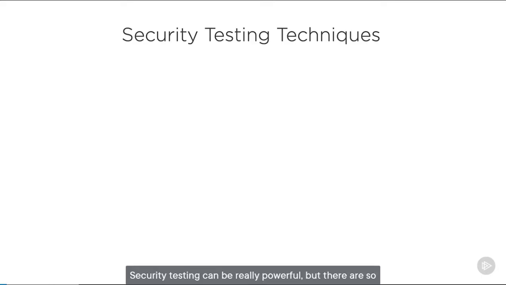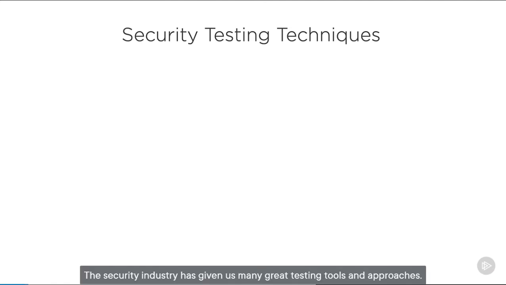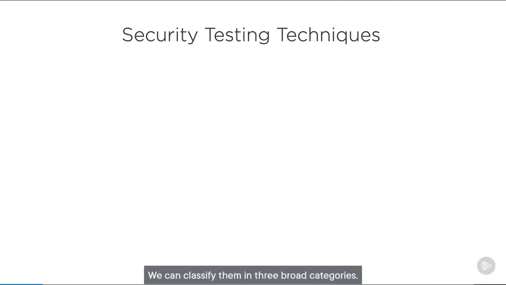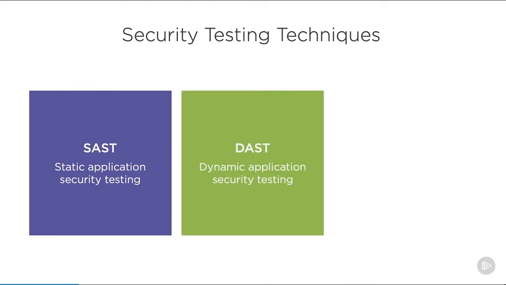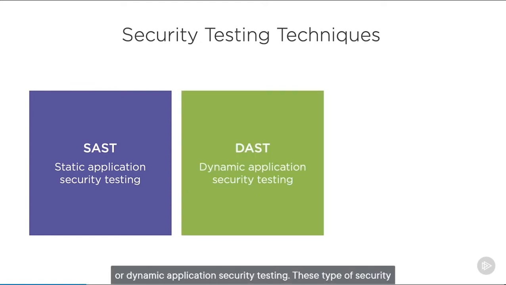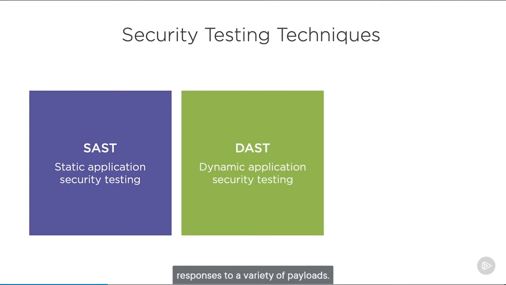Security testing can be really powerful, but there are so many types of security flaws that no single testing technique can discover all of them. The security industry has given us many great testing tools and approaches. We can classify them in three broad categories. The first category is SAST, or Static Application Security Testing. This technique is focused on analysis of code and binaries to detect known bad patterns. The second category is DAST, or Dynamic Application Security Testing. This type of security tests exercise a running application and look for suspicious responses to a variety of payloads.